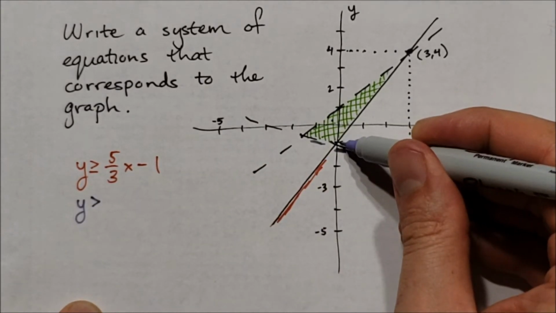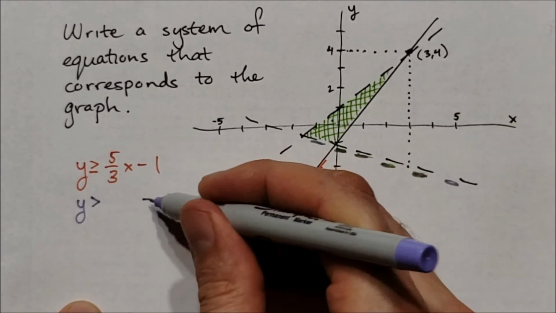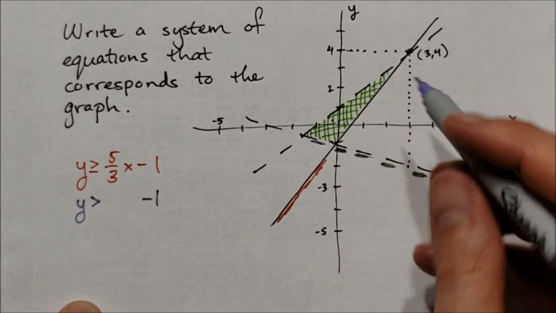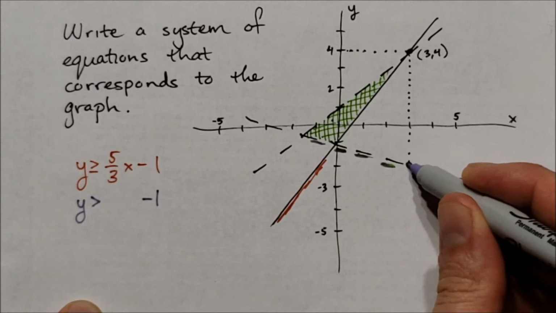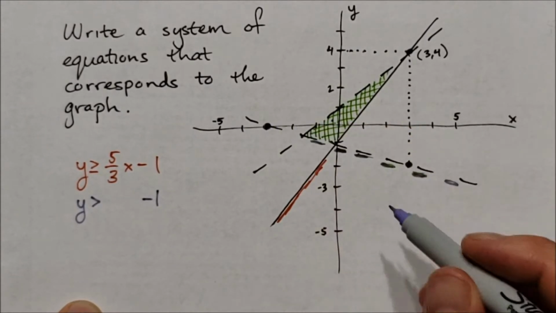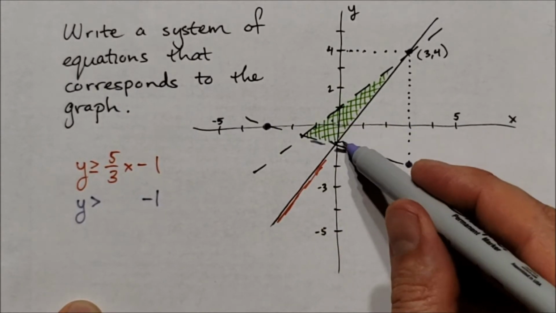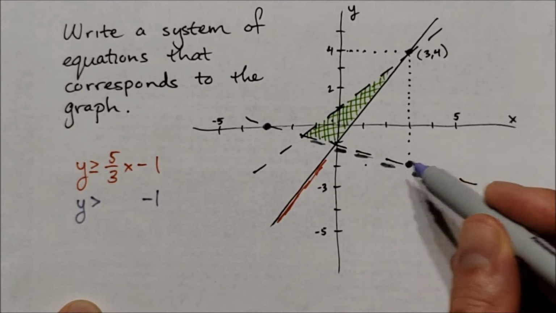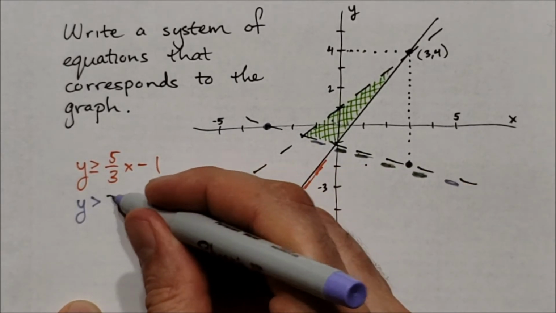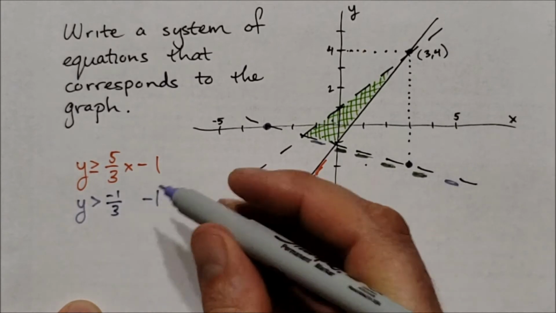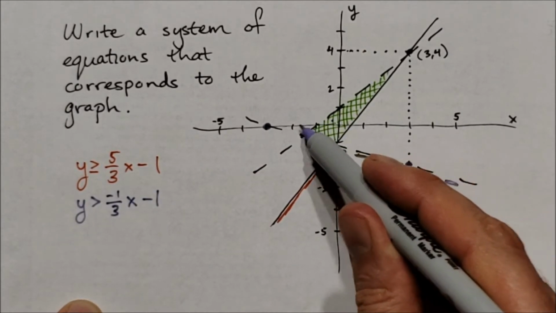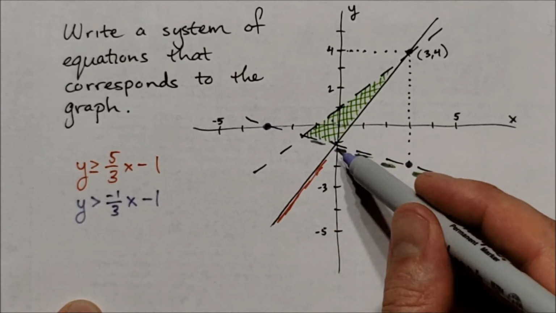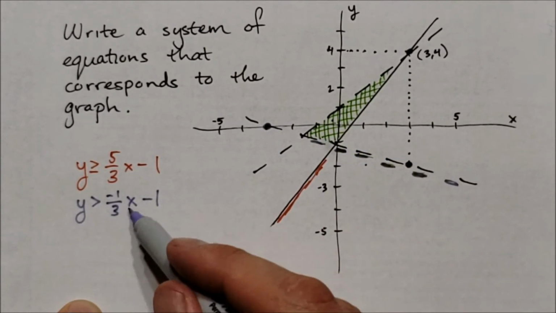Again, this crosses at -1, and now we need to find the slope. If we look carefully, there's a point right here, there's a point right there where it goes through, so it drops down 1 and runs 3. So it drops down 1 and it runs 3, so 1/3 x. We can look up here, it goes up 1, but to the left 3 to get another point. That's the same slope.